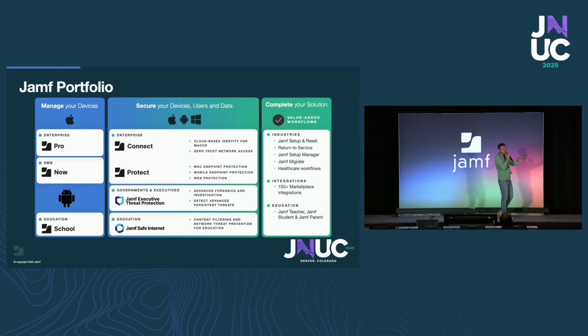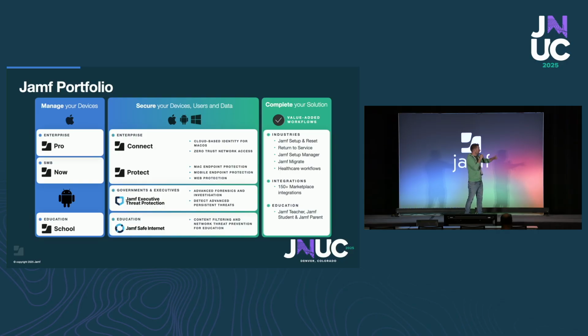How does it look when we look at the portfolio itself? You could see it in 3 categories: managed, secure, and industries. That's how I place it most of the time when I talk about it. We get the managed side with Pro, with the Android Manager, and with School. We got the secure side with Connect, Protect, and Safe Internet for education. And then in the industry, you saw in the State of the Union and also Apple itself talking about Return to Service. We got Setup and Reset, so special things for education, healthcare, and retail.